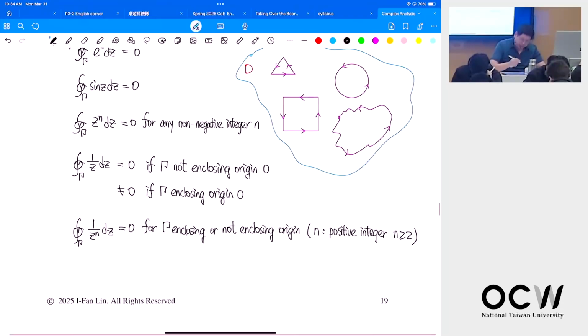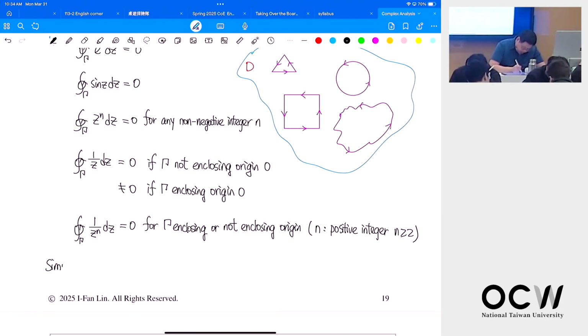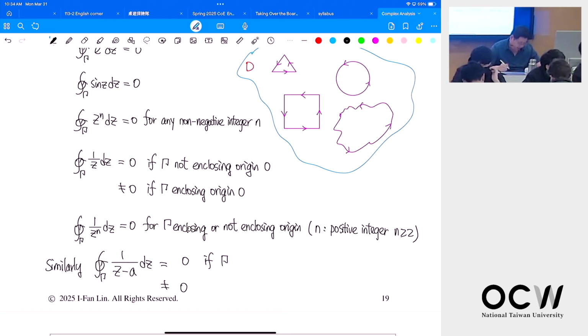And similarly, if I do the integration, you can see 1 over z minus a dz. This could be 0 or not 0. If this closed curve tau is not enclosing z equals a, that'll be 0. If it includes z equals a, then this integration is not 0.